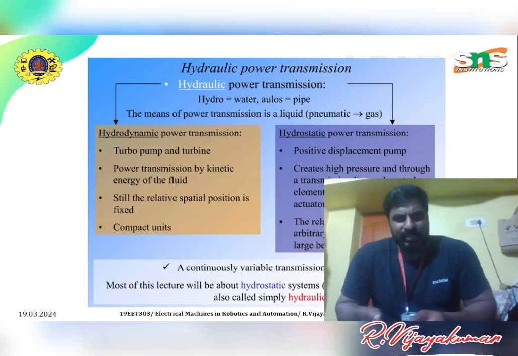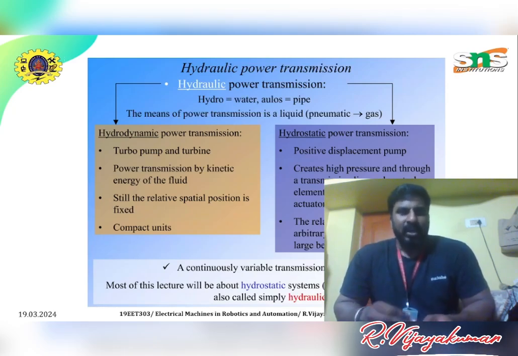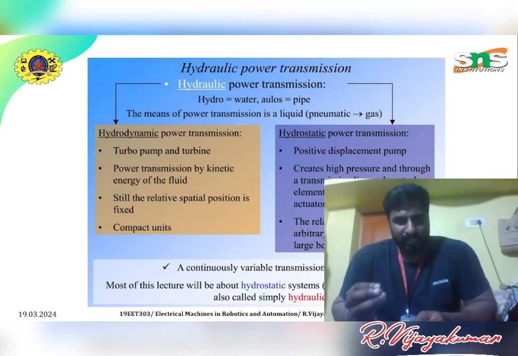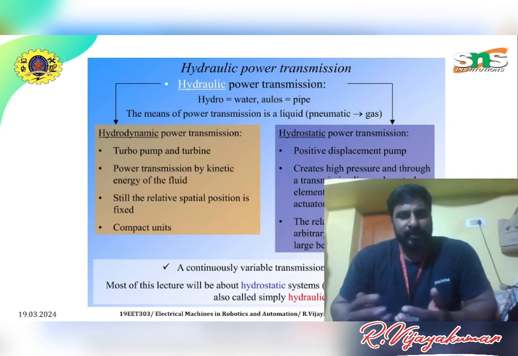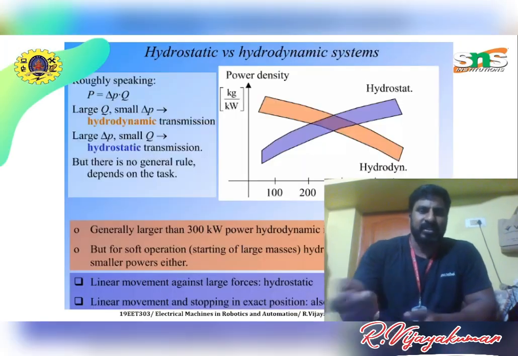And also the hydraulic power transmission system. Hydro means water or liquid, and then pipe. So hydraulics means water is injected into the pipe. In the hydrodynamic power transmission system, a turbo pump and a turbine are used, and power is transmitted by the kinetic energy of the fluid. The relative spatial position is still fixed, with compact units. In the hydrostatic power transmission system, we are using positive displacement pumps and some other things.